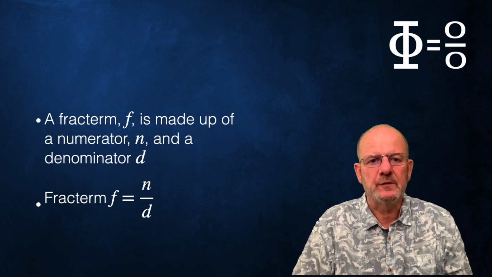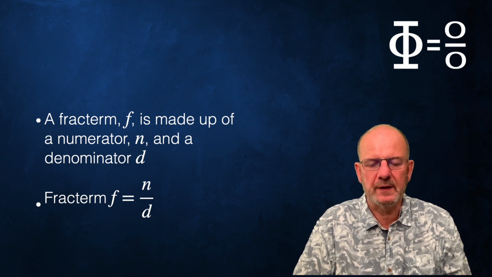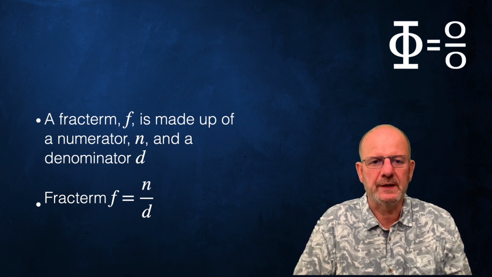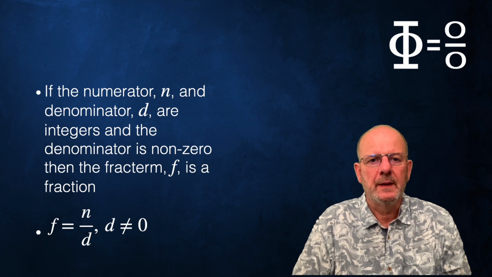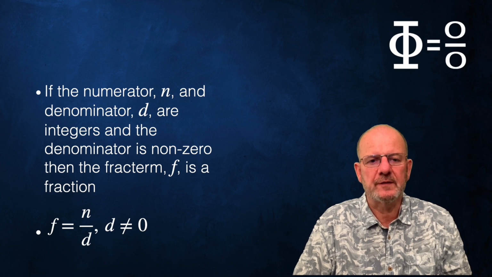A fracterm is made up of a numerator and a denominator. A fracterm is a syntactic object. It's something you can write on paper. The numerator could be the Mona Lisa, the denominator could be the complete works of Shakespeare. If the numerator and denominator are integers, and the denominator is non-zero, then the fracterm is a fraction.